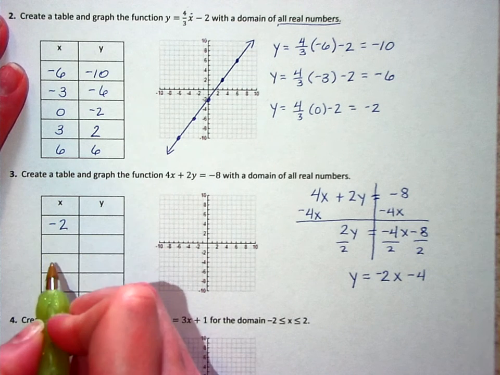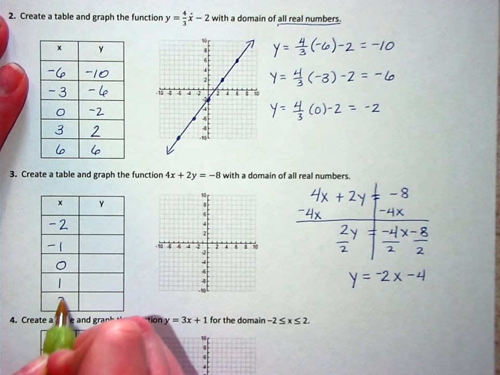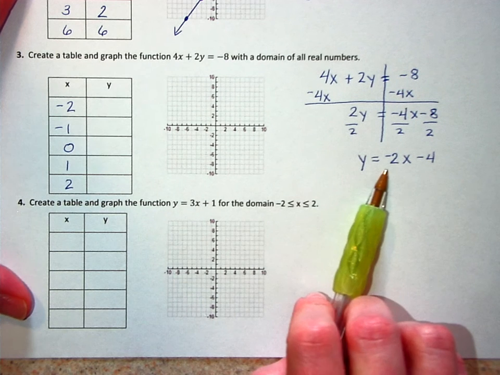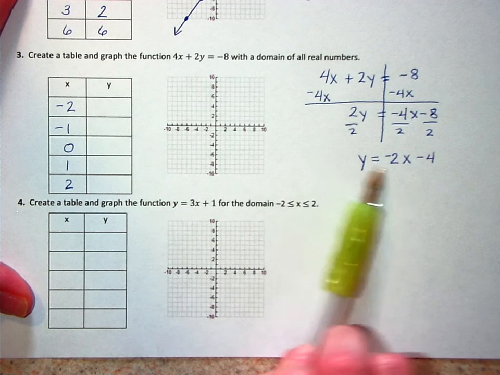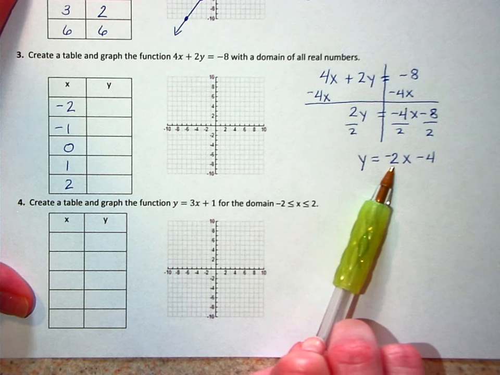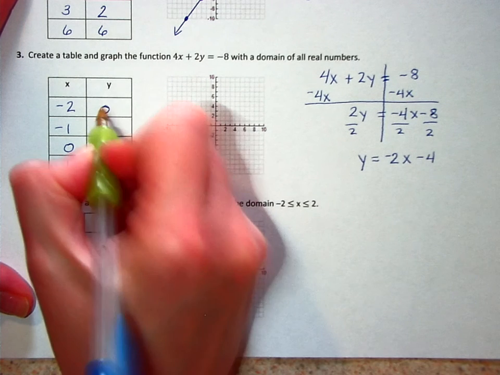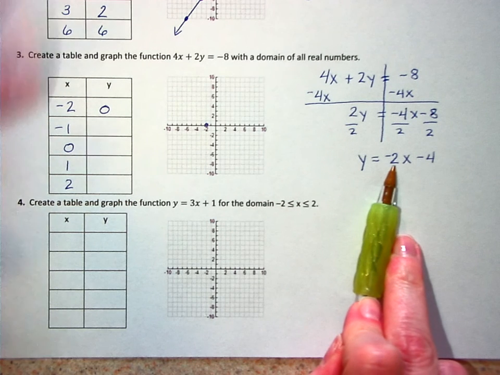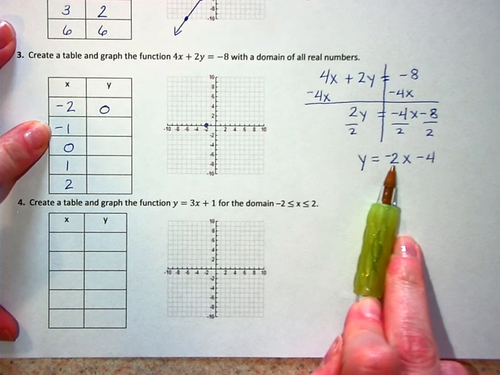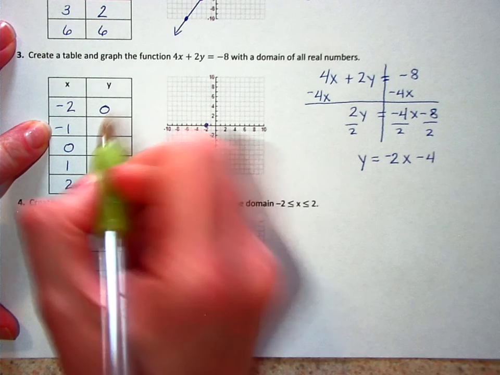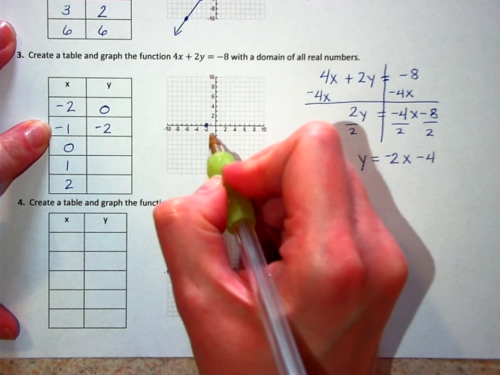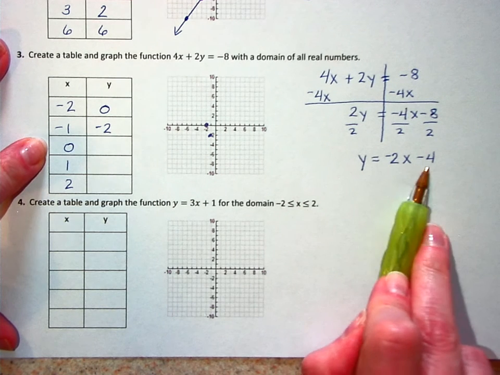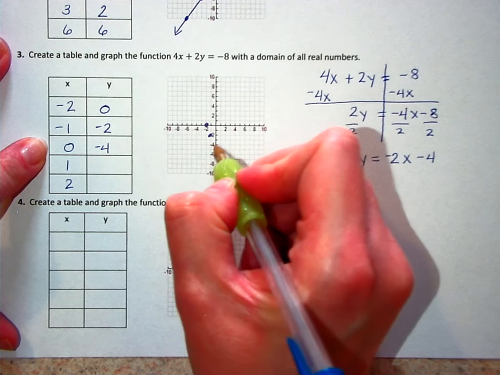So here for our x values, negative 2, negative 1, 0, 1, 2. We don't need to pick multiples of 2 because we don't have a fraction here. So negative 2 times negative 2 is positive 4. Positive 4 minus 4 is 0. So x is negative 2, y is 0. Negative 2 times negative 1 is positive 2. Positive 2 minus 4 is negative 2. Negative 2 times 0 is 0. 0 minus 4 is negative 4. So 0, negative 4 here.